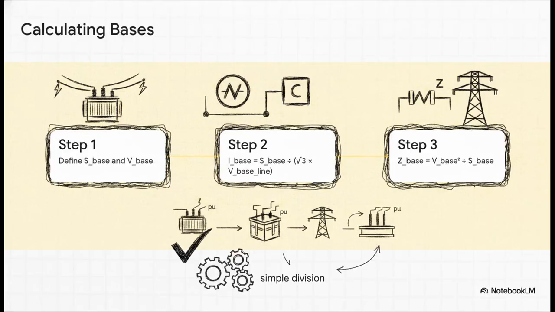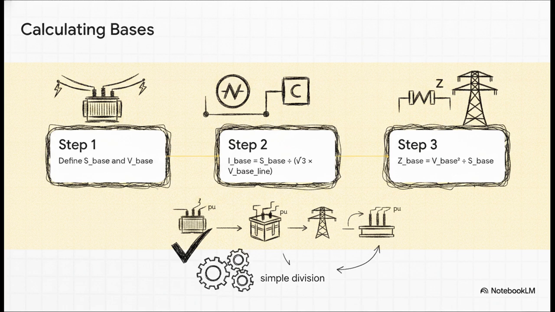Okay, so how do we actually set these bases up? Well, the text lays out a really clear step-by-step sequence. First, you define your system-wide apparent power base and your nominal voltage base for a specific zone. Then, from there, your base current and your base impedance are simply derived from those initial power and voltage choices. You just let the formulas do all the heavy lifting for you.